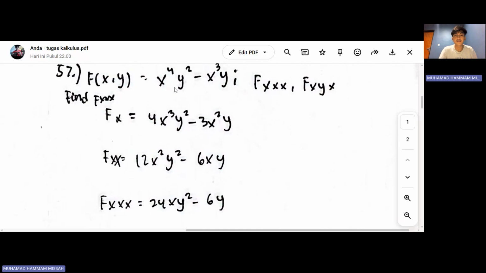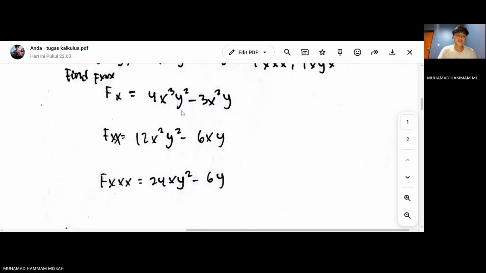So we just have to multiply the power by the variable. So x to the power of 4 becomes 4x to the power of 3, and y stays the same because we just find the partial derivative for x. So this is still the same, and minus 3x squared. Why is it 3x squared? Because x to the power of 3 becomes 3x to the power of 3 minus 1. So this is 3x to the power of 2 times y.